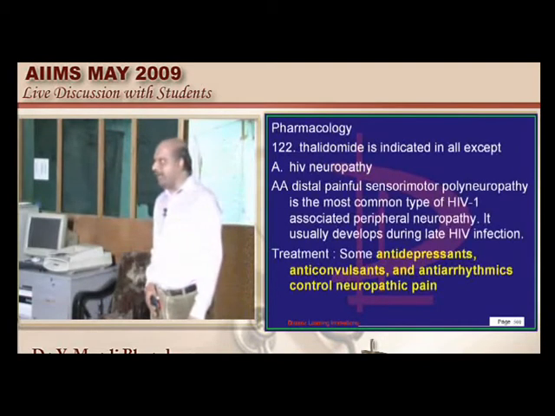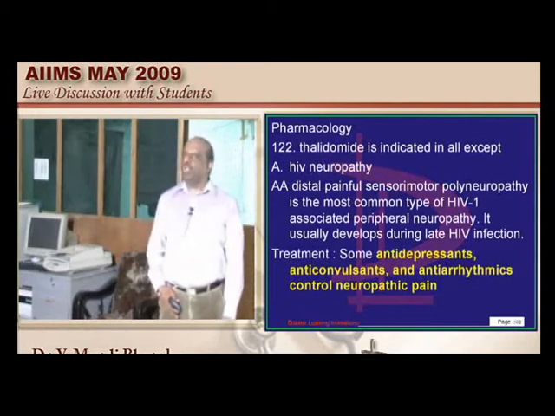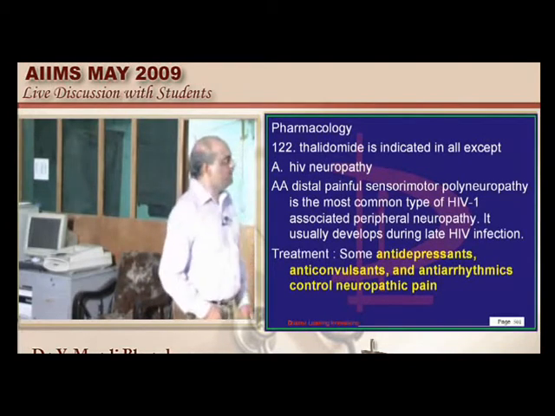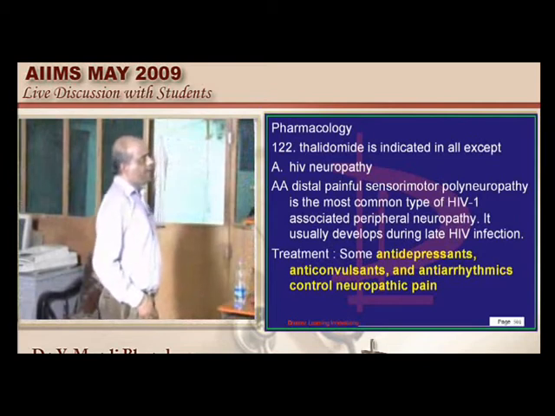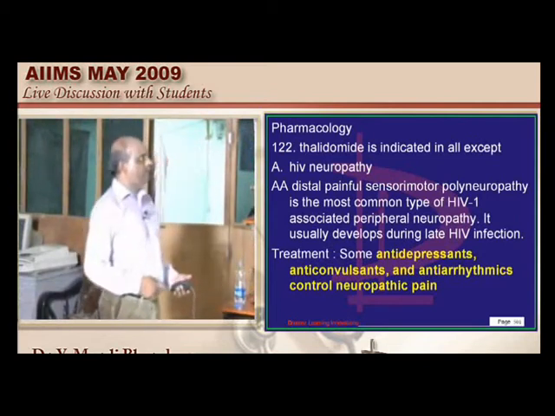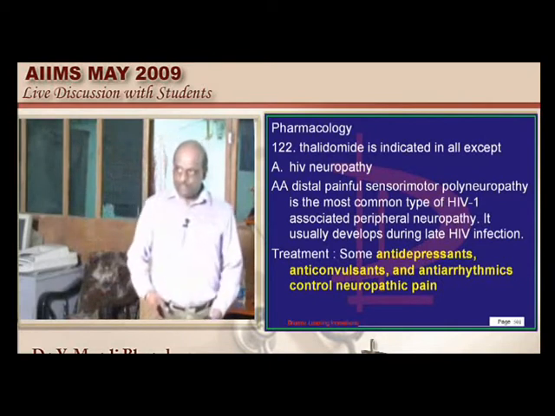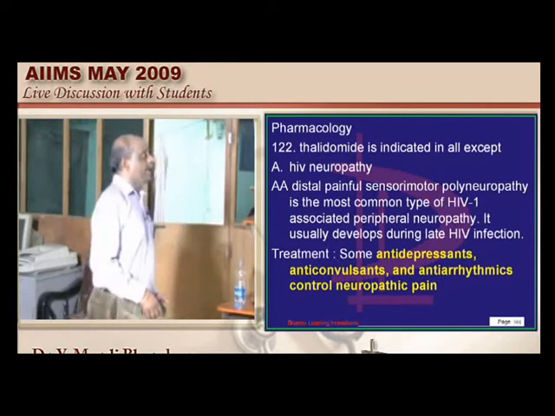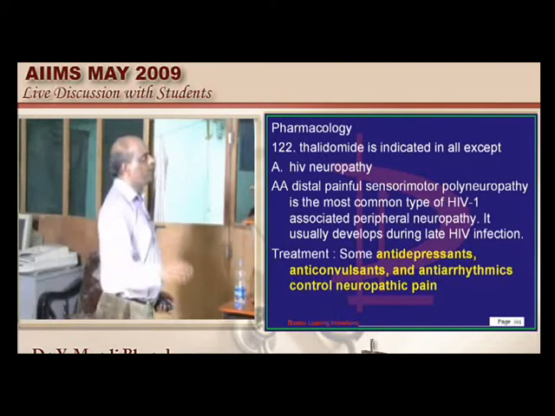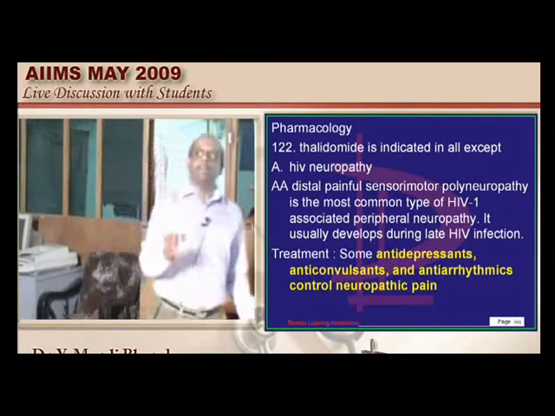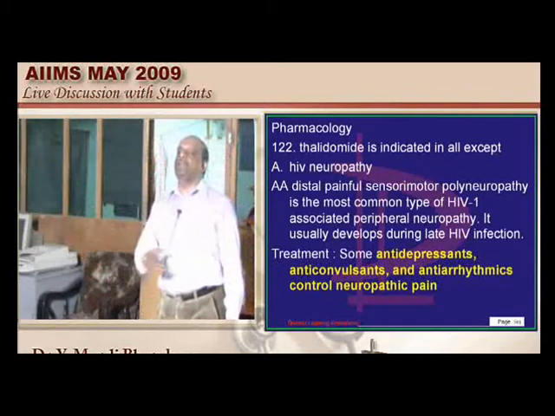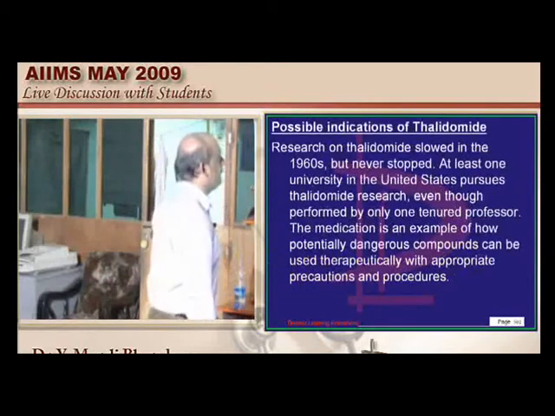Do you use thalidomide for HIV neuropathy? No. How do you treat HIV neuropathy then? Antidepressants, anticonvulsants, antiarrhythmics, they control the neuropathic pain in the case of HIV neuropathy, which is characterized by a distal painful sensorimotor polyneuropathy, the most common pattern of HIV-associated neuropathy, which you need to remember.